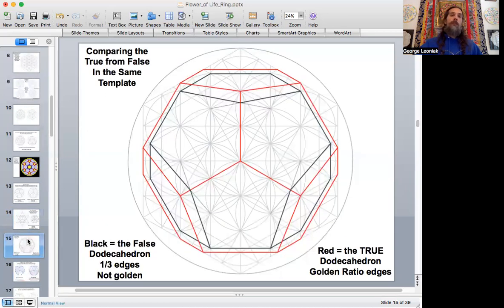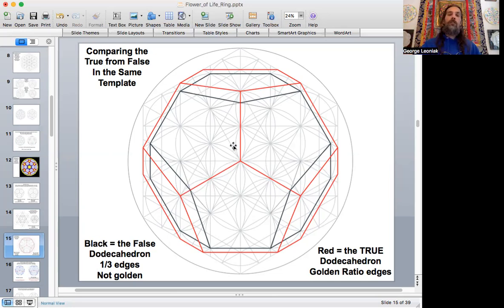Now, I've laid them over top of one another because you really have to see this over and over again until maybe it'll really click, and the light bulb will go off of just how different these two really are, because sometimes when they're side by side, it may not make as much sense. But if you put them in the same diagram, one over top of the other, which I've done here, the black one has the edge lengths divided into thirds, and the red one, of course, has the golden proportioned edges.